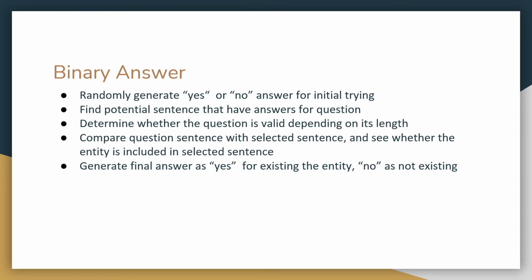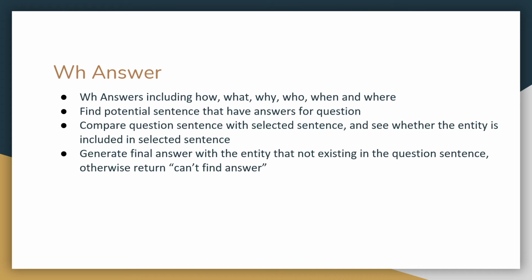For binary question answer, we initially tried randomly generating a yes or no answer, since they are the only two determined answers. Then, after we have localized our answer sentence, we determine whether the question is valid through its length. We compare the question sentence with the selected sentence that may potentially have our answer. If the entity is included in the selected sentence, we return yes as output, and no otherwise. For WH question answer, we also find the potential sentence first, then compare the question sentence with the selected sentence and see whether the entity is included in the selected sentence. The final answer will be generated by the non-existing entity, and we return can't find answer otherwise.